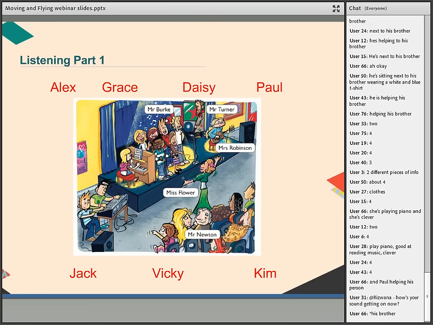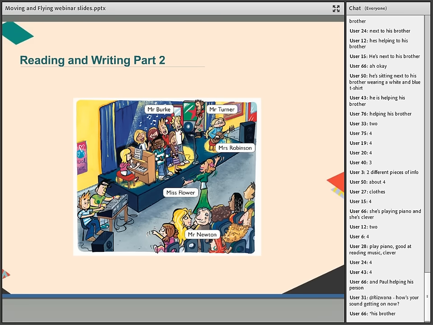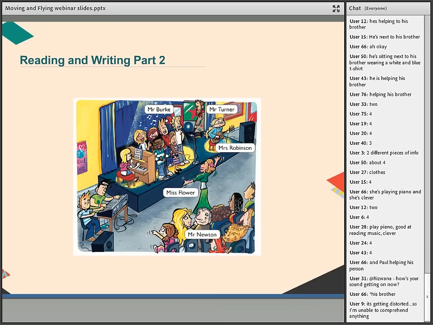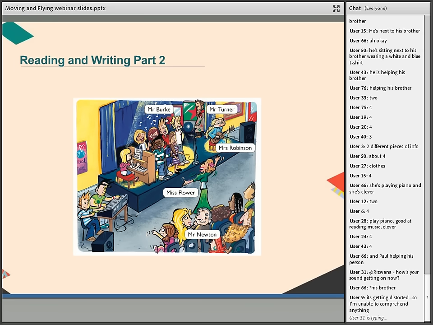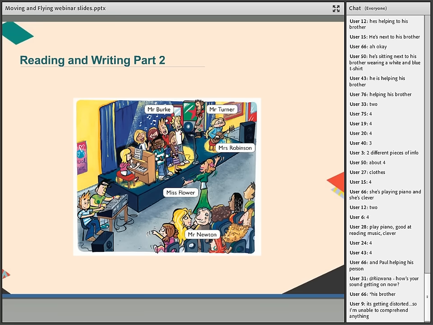Now let's look at another task which appears on the Movers test. Now in part 2 of the Movers reading and writing test, candidates have to say if sentences about a picture are correct or not. Are they yes or no? They write yes after correct sentences and no if the information in the sentence is not correct.